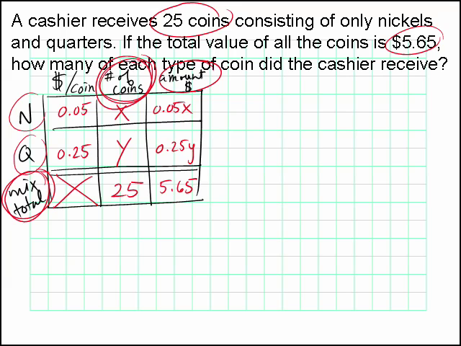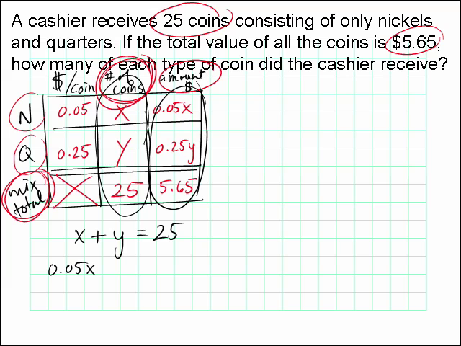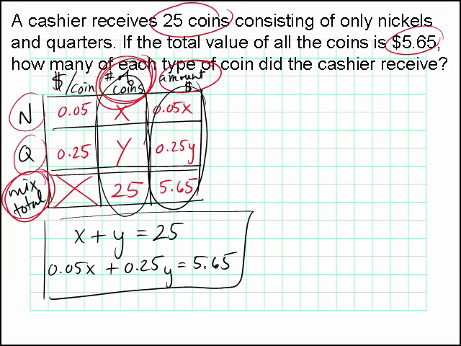So just like the last two mixture problems, our first equation comes from this column. X plus y should add up to 25. And this column, 0.05x plus 0.25y should add up to 5.65. That's our system which we need to solve.